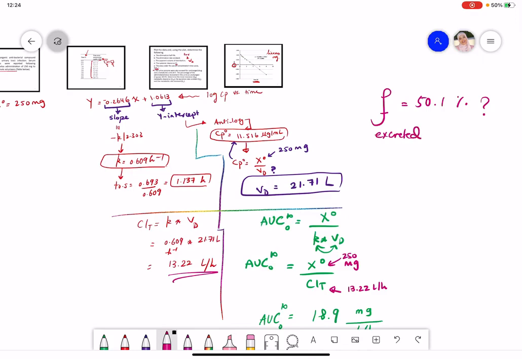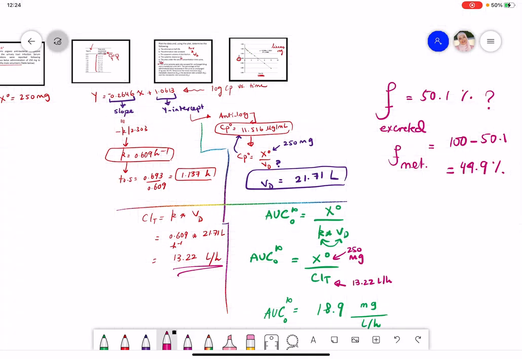So we can determine the percentage of the drug metabolized, which will be equal to 100, which is the total, minus 50.1, which will be equal to 49.9%. Sorry, this is percentage. So this is the percentage of the drug excreted versus the drug metabolized.